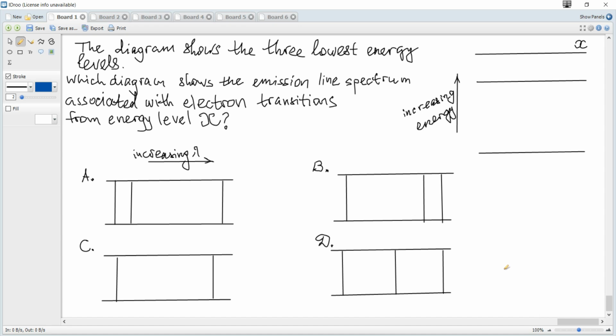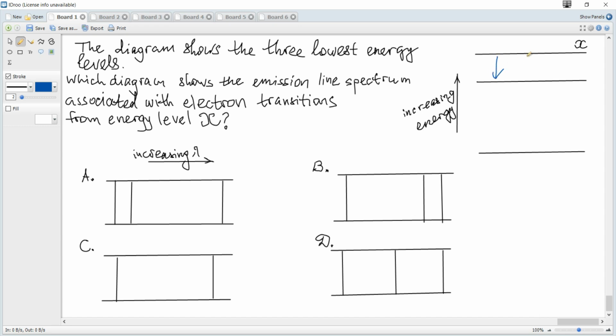The diagram shows the three lowest energy levels. Which diagram shows the emission line spectrum associated with electron transitions from energy level X? We can see that there are three possible transitions to lower energy levels from the energy level X.